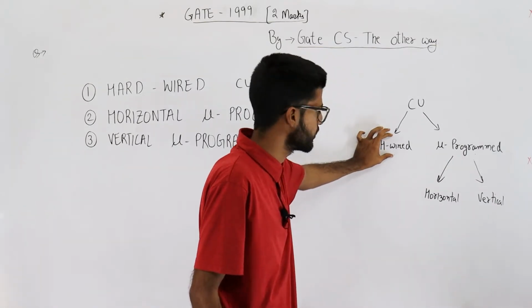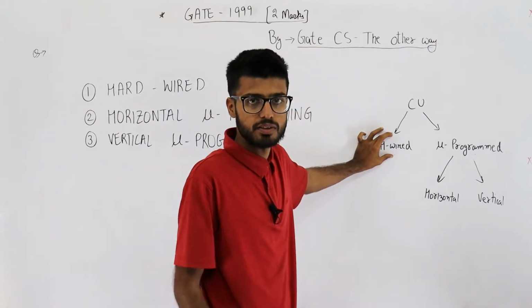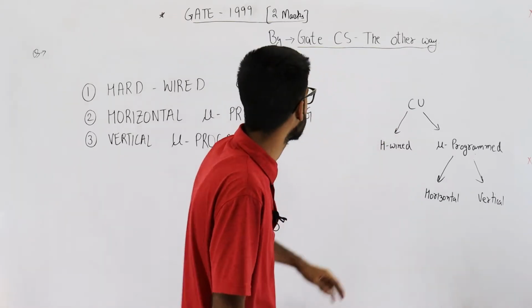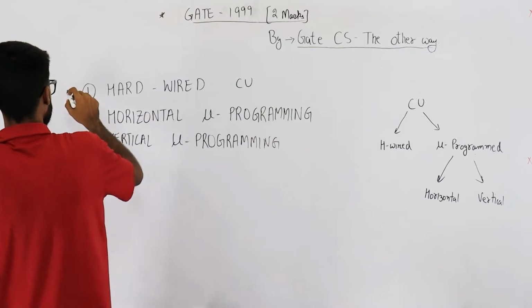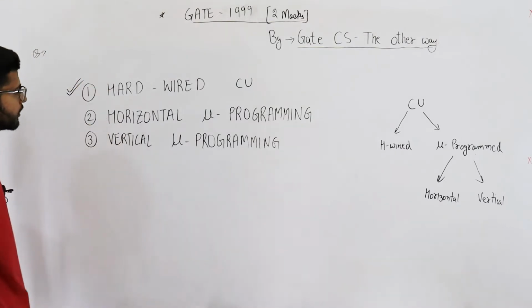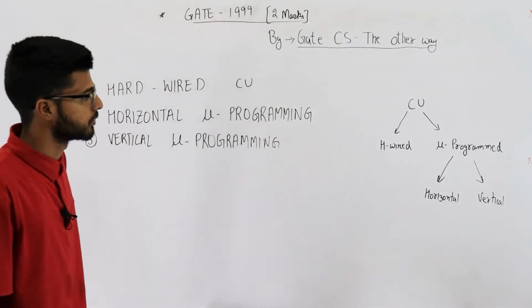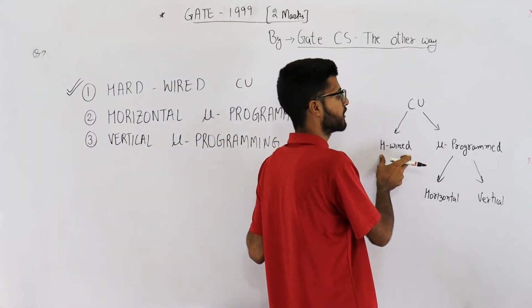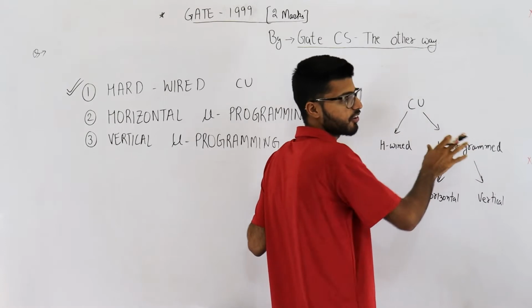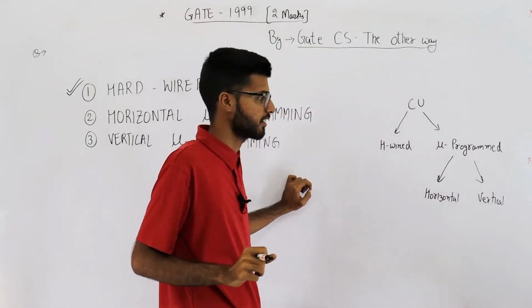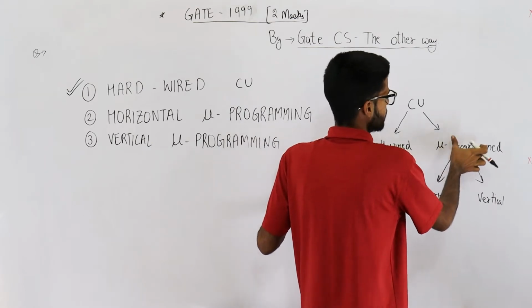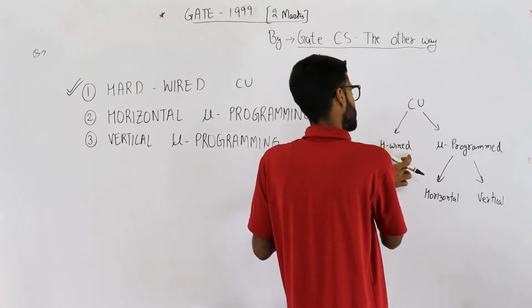Because hardwired uses only hardware to generate the control signals, this one is the fastest. This is obviously going to be the fastest. Now let's see these two. One thing, this is a hardwired control unit. This is not a softwired control unit. There's nothing like softwired. It's called microprogrammed because this is based on a program. This is only based on hardware.